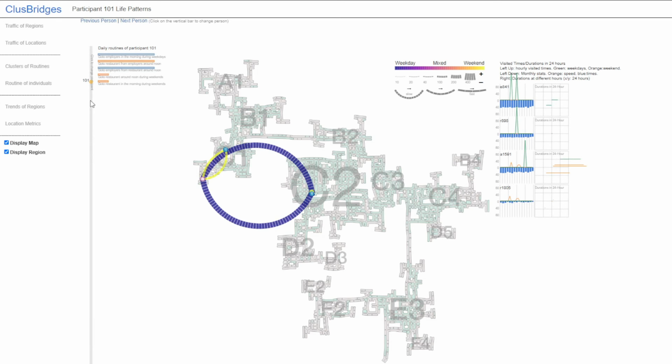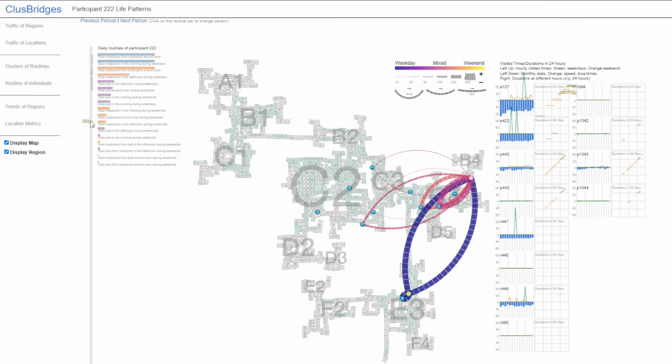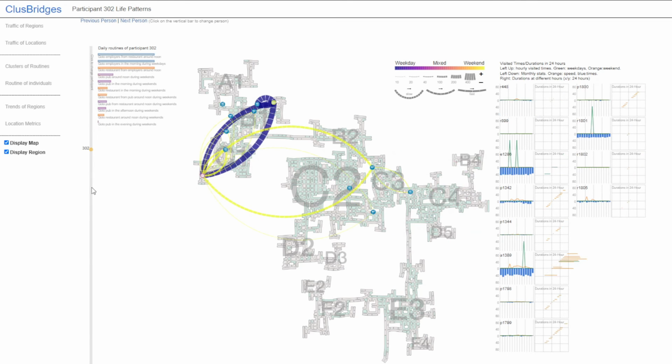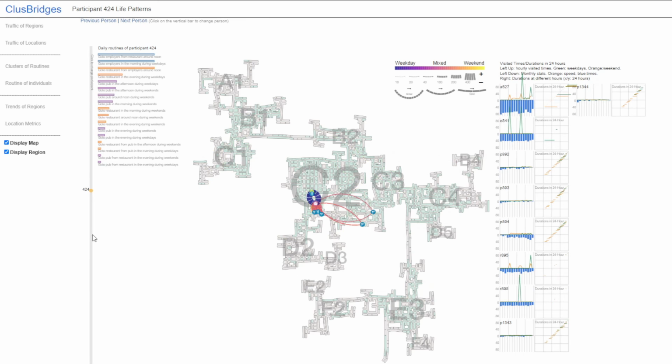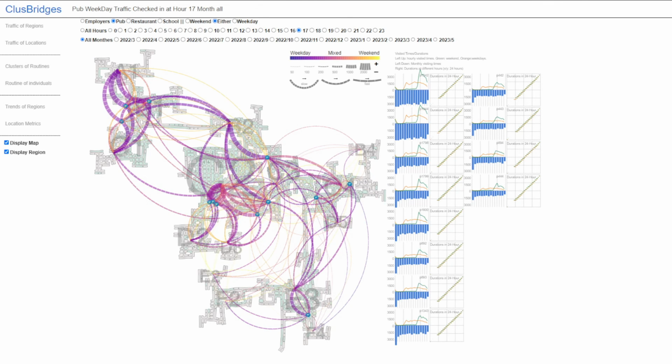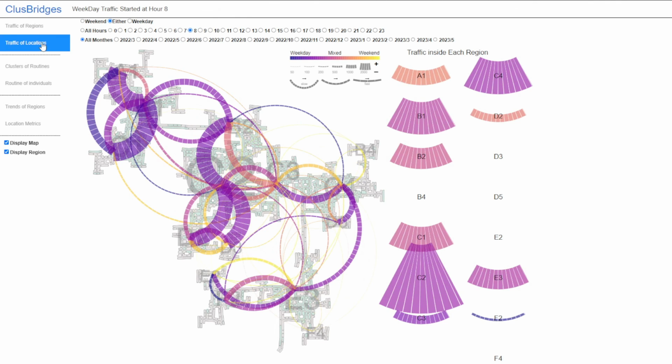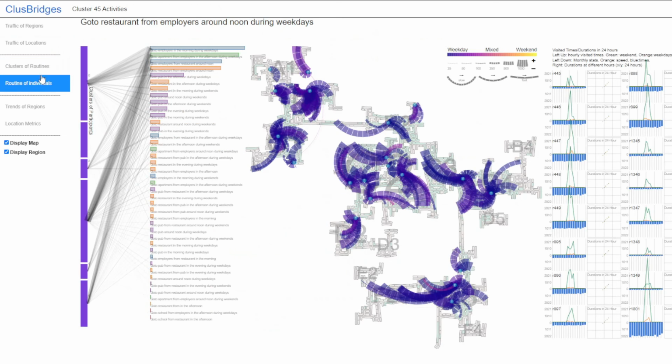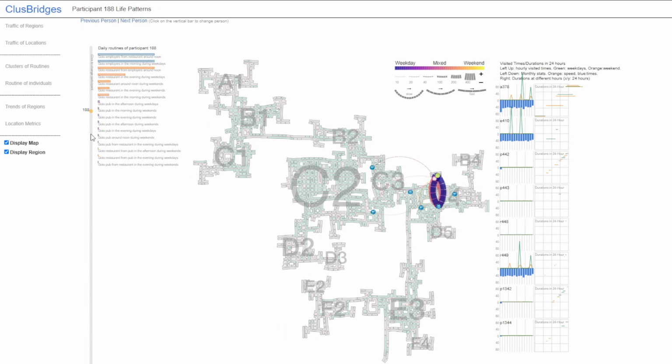We can see many different lifestyles in the city. As the cursor moves along the navigation bar, various lifestyles show up. Through navigating ClusBridges, we can view life routines and their clusters, read an individual's life details, and understand city changes and trends.